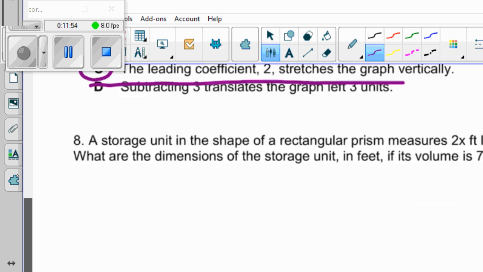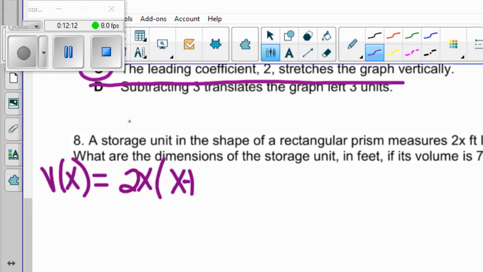All right, so last one. A storage unit in the shape of a rectangular prism measures 2x feet long, x plus 8 feet wide, and x plus 9 feet tall. What are the dimensions of the storage unit in feet if its volume is 792 cubic feet? So first, V of x is going to equal 2x times x plus 8 times x plus 9. Remember, volume, multiply them all together.